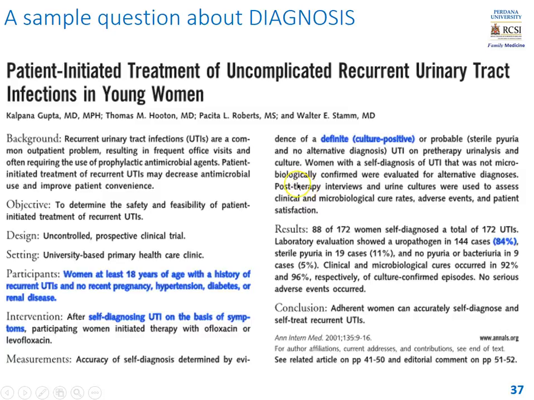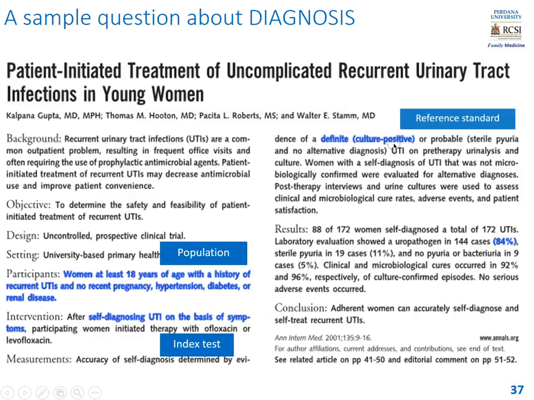This is a study looking at uncomplicated recurrent cystitis or lower urinary tract infection in young women. So the population is women at least 18 years of age with this background, and in the absence of pregnancy, hypertension, diabetes, or renal disease. The index test here is not what you consider a test or investigation in a conventional sense, but it's their own self-labeling, their own self-diagnosis. Because they've had this recurrently in the past, they recognize the symptoms when they recur.